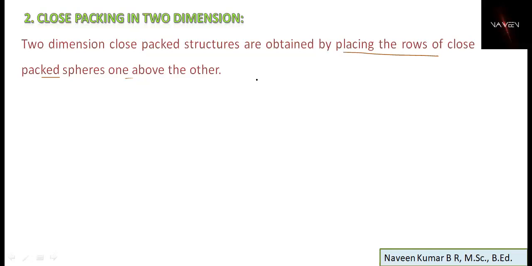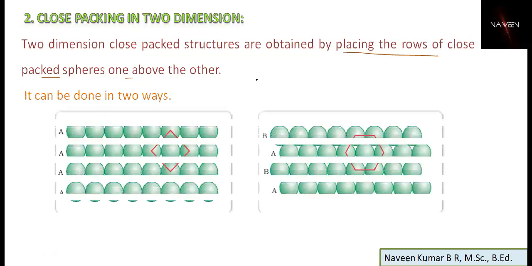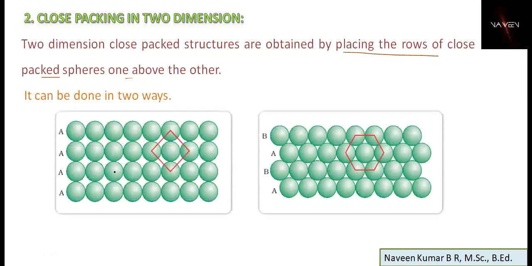Now such two-dimensional close packing is of two types. If you observe these, we'll assume this as the first type and this as the second type. So these are the two possible two-dimensional placings. Now if we take the first case, the rows are placed exactly similar to the row below.